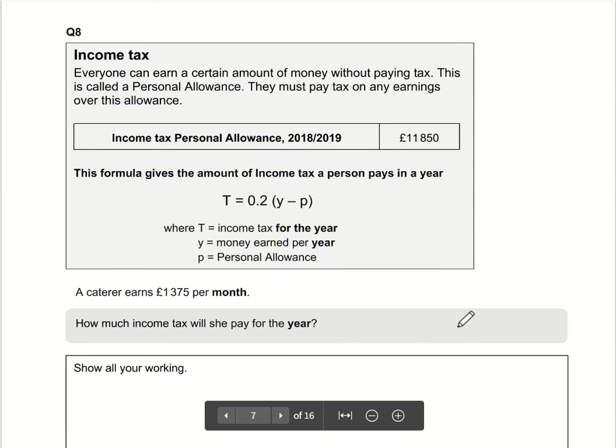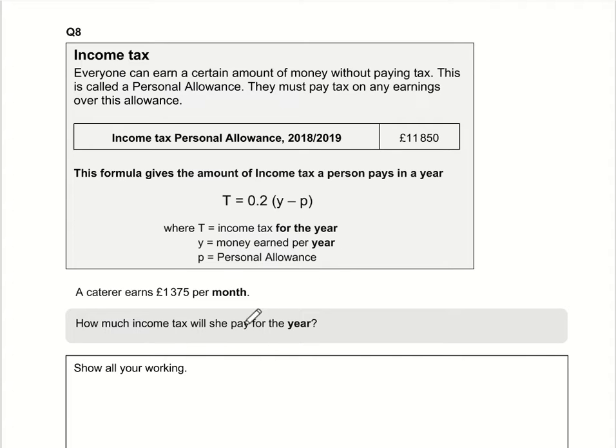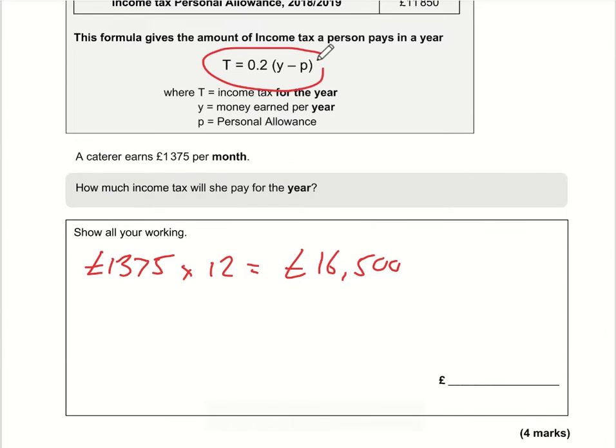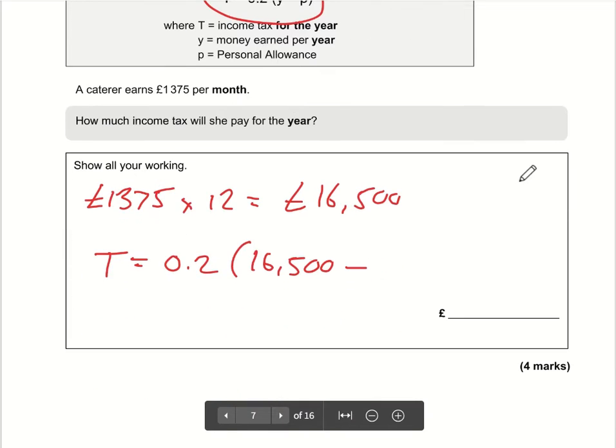Okay, question number 8. So how much income tax will she pay for the year? We know that the caterer earns £1,375 per month. So per year it's going to be 1,375 multiplied by 12, and that comes to a total of £16,500. Now we're going to use this formula here for income tax. So T is 0.2 times (y, which is 16,500, minus the personal allowance, which was 11,850).